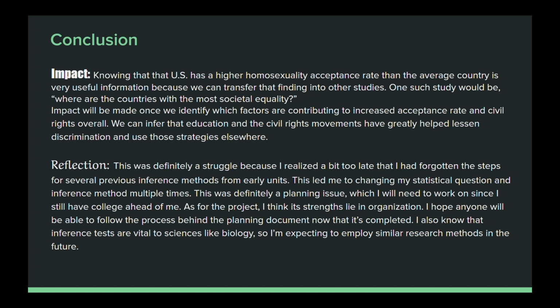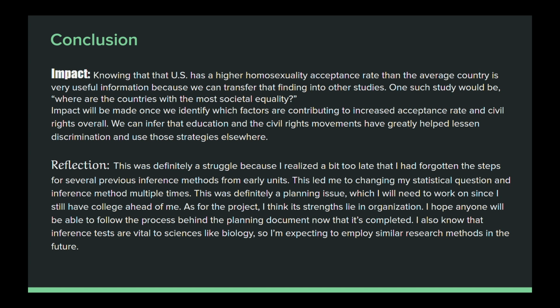And so what can we take away from this? Well, the impact is that knowing that the U.S. has a higher homosexuality acceptance rate than the average country is very useful information, because we can transfer that finding into other studies, like where are countries with the most societal equality. You take the fact that the U.S. has a higher homosexuality acceptance rate, you can combine that with other things like tests that measure racism and sexism, and then you can look at all of the countries in the world, group those together, and look for trends in which areas of the world are most, quote-unquote, equal.